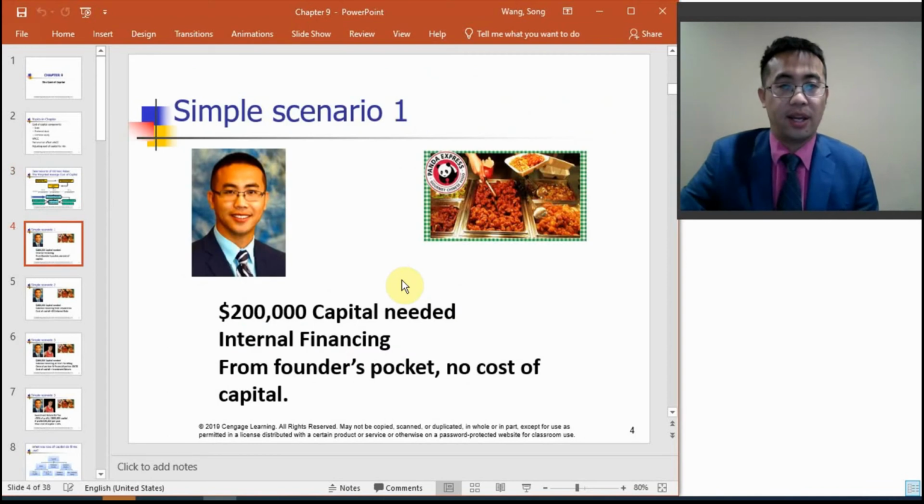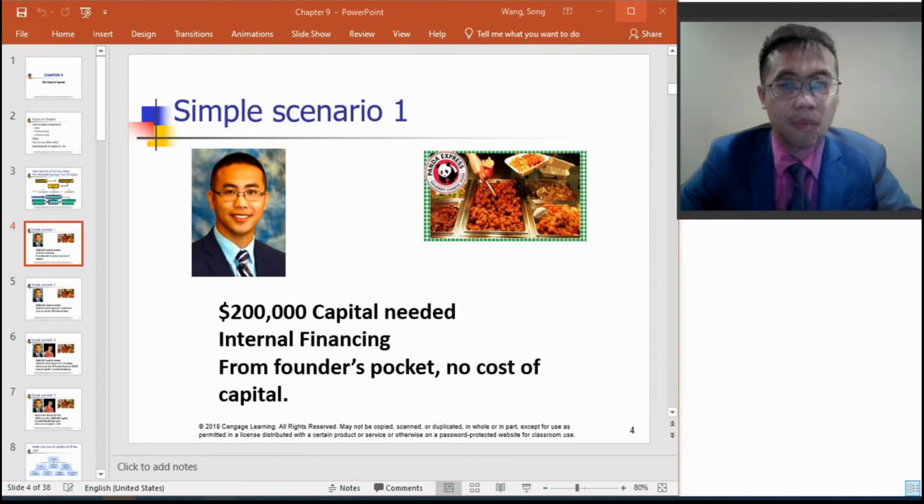Let's say I'm running a restaurant business. I just opened up a Panda Express in the neighborhood, and I'm going to use $200,000 capital. You can think of capital as money, but you also need to understand after taking this course that capital is the money that will be converted to productivity and will generate return. So it's more like a financial sense and investment sense.